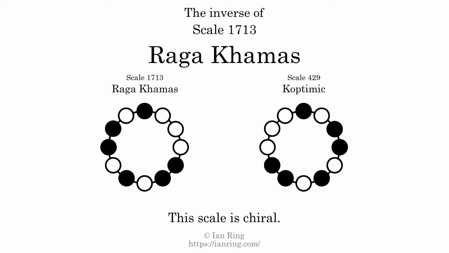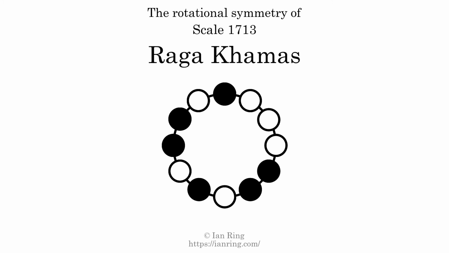The inverse of a scale is a mirror image. It is what you get when the sequence of intervals is reversed. The inverse of this scale is scale 429, also known as coptimic. This scale is chiral. It cannot transform into its inverse by rotational transformation. This scale has no rotational symmetry.